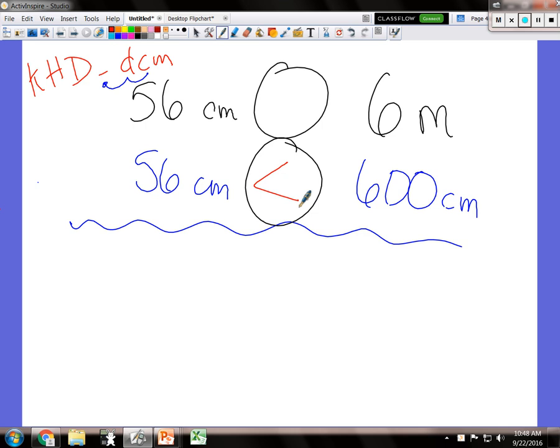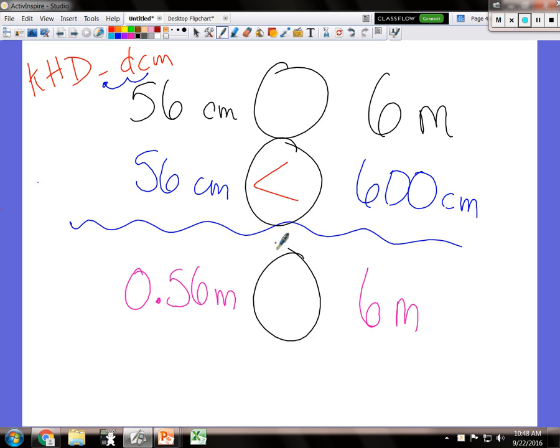Okay. Now, what if you said, well, I wouldn't have done it that way. I would have done it the other way. Okay, well, let's look and see. So this time, I want to convert the 56 centimeters to meters. Well, if I go 2 places to the right the other way, well, how do I do this one? 2 places to the left. So it's going to be 0.56 meters versus 6 meters. And then what's still true? It's 0.56 blank than 6. It is less than. So now we know that this must be true.